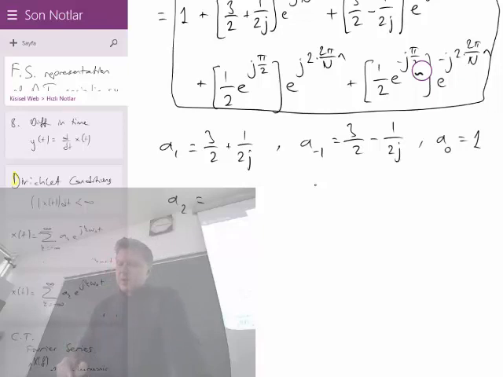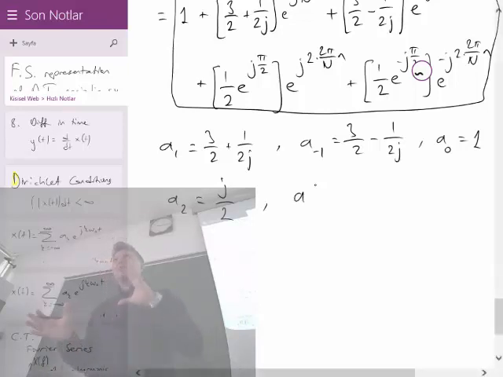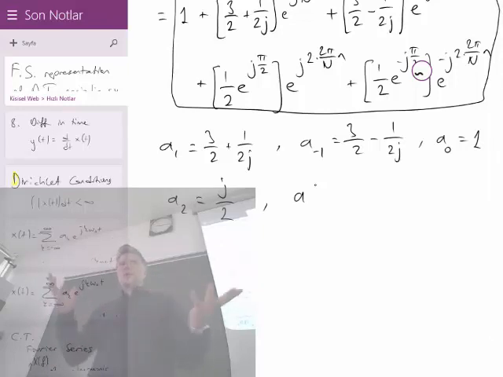And e to the j pi over 2 is j, by the way. So you can write it like j over 2. But if you're confused about that, just leave it to be e to the j pi over 2, if you wish. But it's j. What does that correspond to? Okay, let me finish this one, and then I will try to briefly explain how you can extract the information from a complex exponential form.